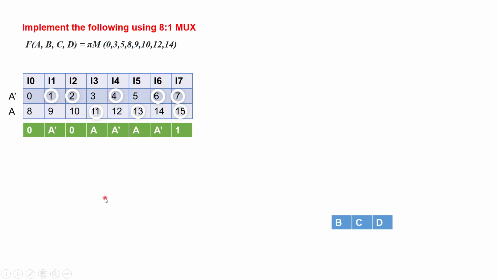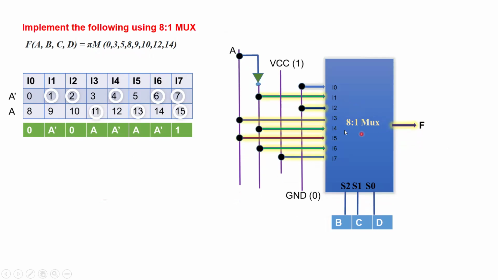So what you do here, you use the 8 is to 1 mux, your 3 select lines S2, S1, S0, your 3 inputs B, C, D are mapped here, and the remaining input variable, that is A, is used in the implementation table. To utilize this implementation table from I0 to I7, you have to mark and connect those entries. So here I0 is tied to logic ground or 0.